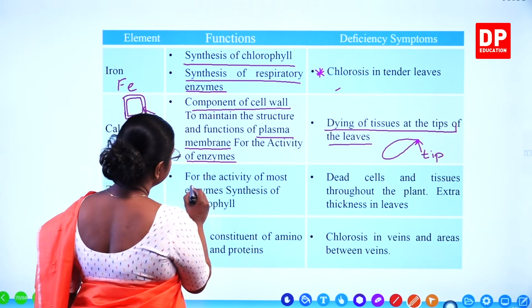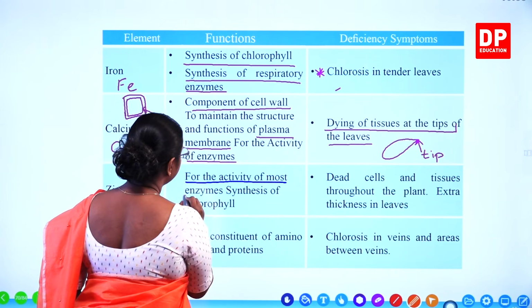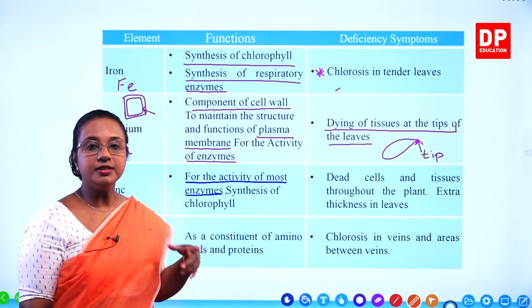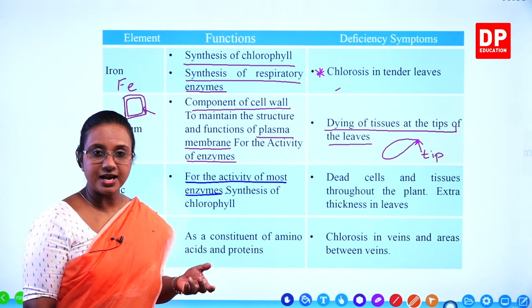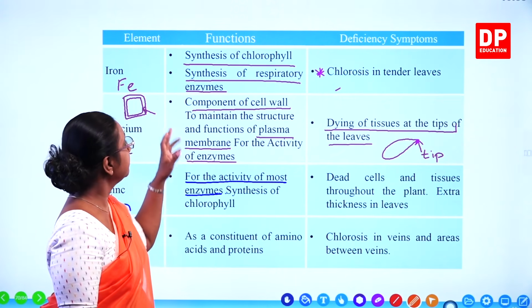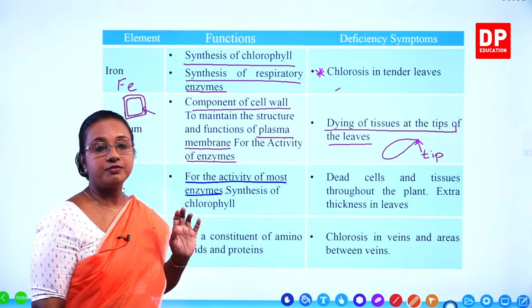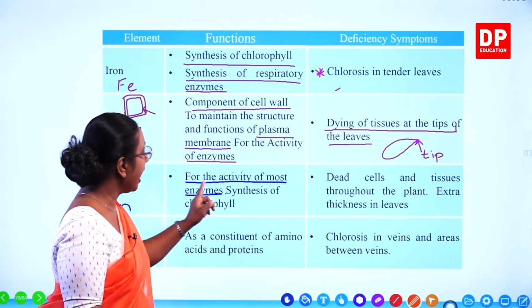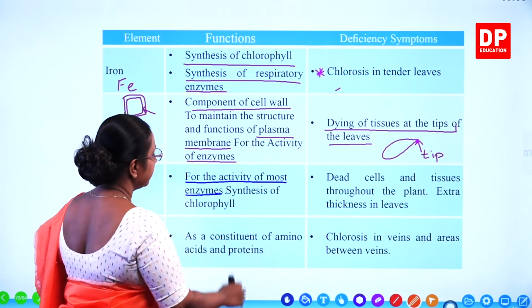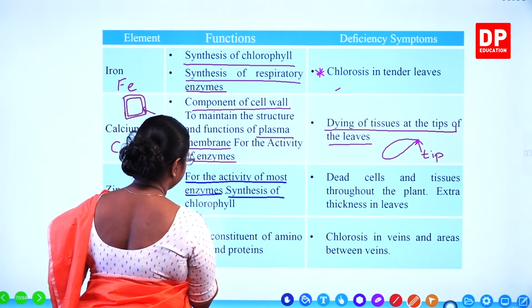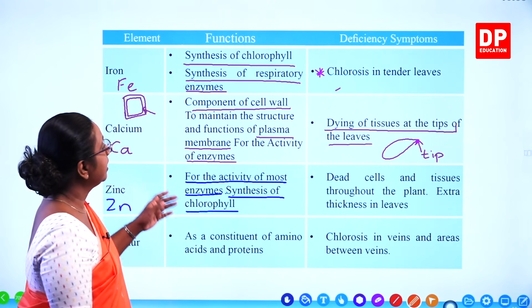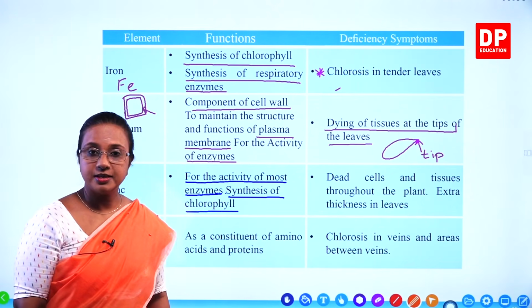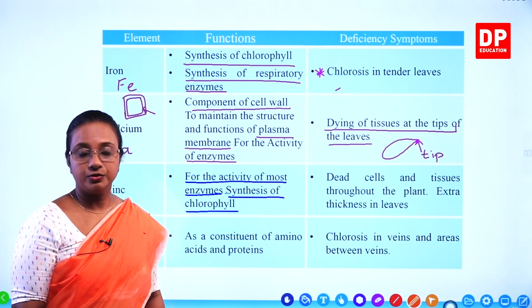This is necessary for the activity of most enzymes. So as you already know, the biological catalysts are enzymes. For their activity, we need different types of minerals and one of those is zinc. And also it's necessary for the synthesis of chlorophyll. Like other minerals, zinc is also necessary for the synthesis of chlorophyll.